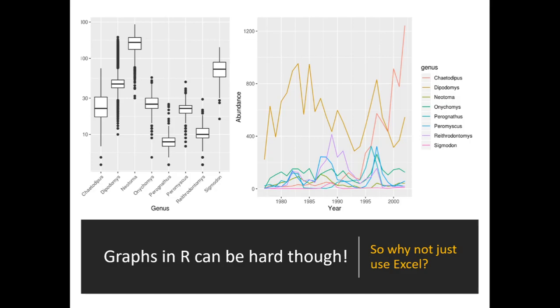Graphs in R can look really pretty, but they can also be kind of tough to generate. Although there are a number of very good programs, the one that I'm showing you in the back here is a program, ggplot, within R that can help you develop graphs more rapidly and produce very high quality graphs with a little more limited input. So why don't we just use Excel then? Why am I giving you this additional layer of difficulty?